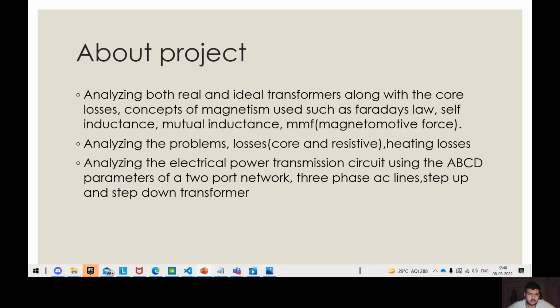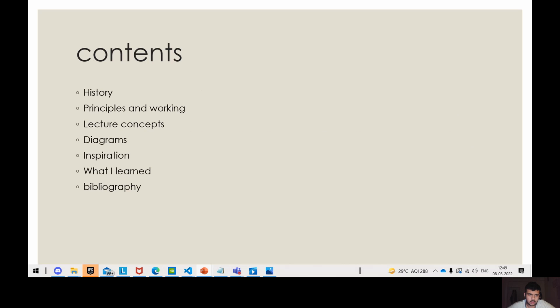About my project. In this, I'm going to analyze both real and ideal transformers along with the core concepts of magnetism used, such as Faraday's law, self-inductance, mutual inductance, MMF, etc. And also I'll be analyzing the losses, both core and resistive and heating loss. And using these transformers, I'll be analyzing the electrical power transmission circuit using the ABCD parameters of a two-port network, three-phase line, and step-up and step-down transformer.